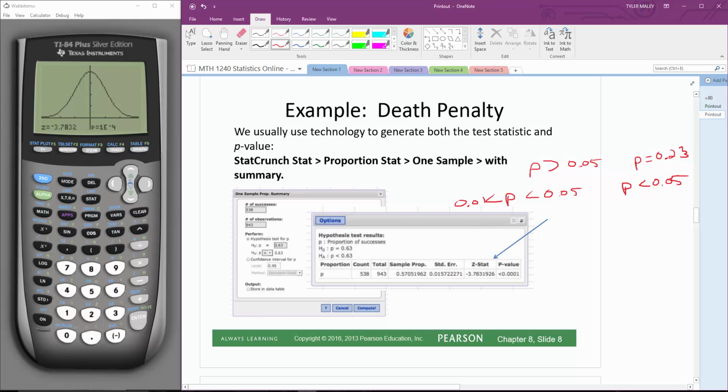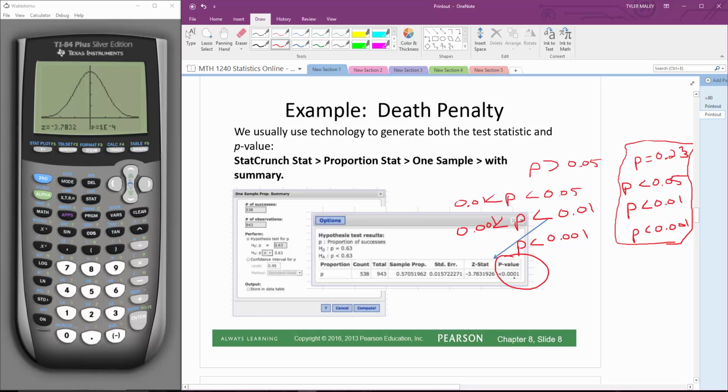If we have a p-value that is in between 0.01 and 0.001, then typically we would just say that p is less than 0.01. And lastly, if p is less than 0.001, then we just say p less than 0.001. So these are common ways to say p-values in research. Notice this p-value is just listed as less than 0.0001. That fits into this category.